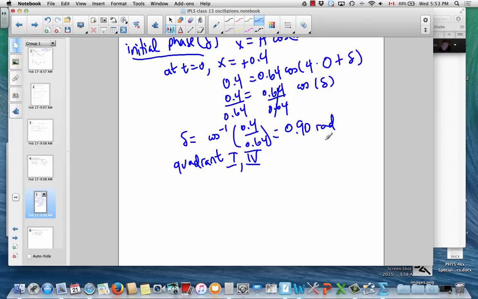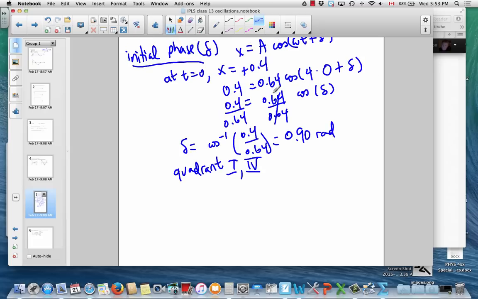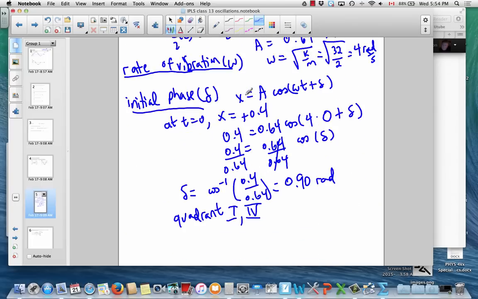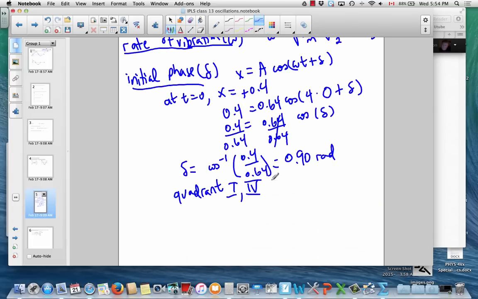Well, if we look at the motion, then we see that for our graph, we're going to move to plus A. So we're starting on the positive side, and we're going to move towards plus A. So if we were to sketch that, you would see that we have this graph here.